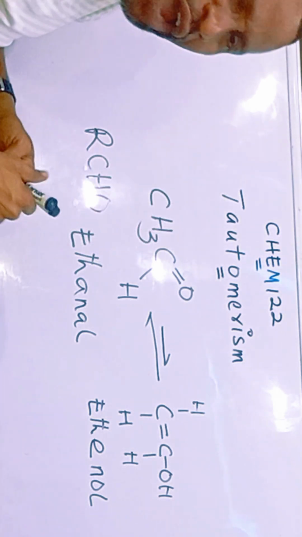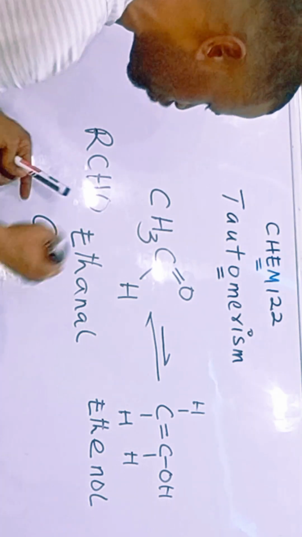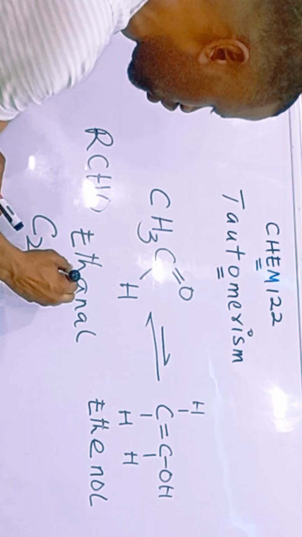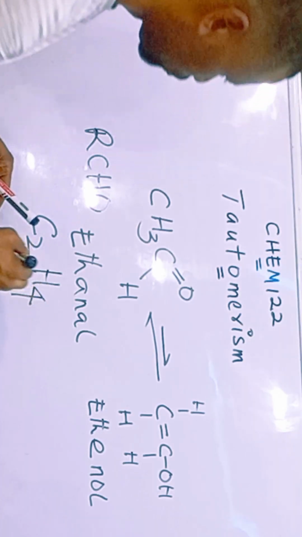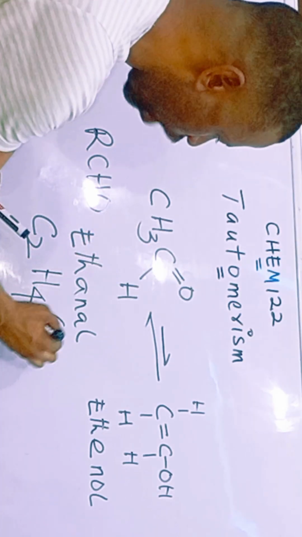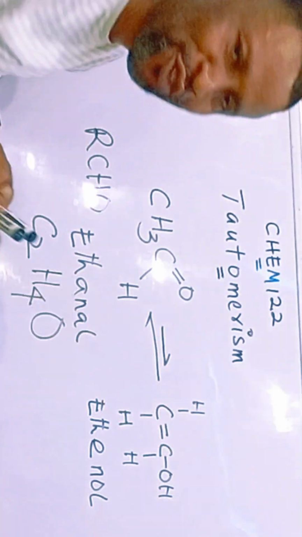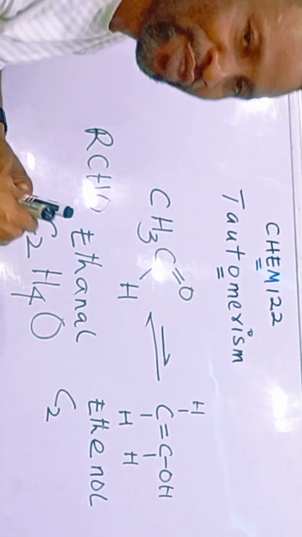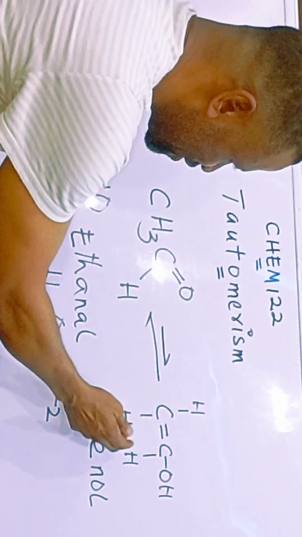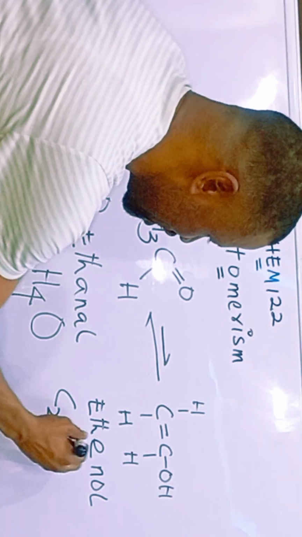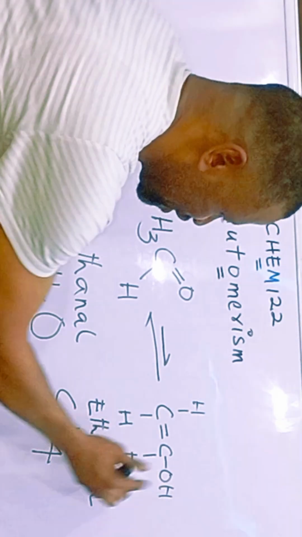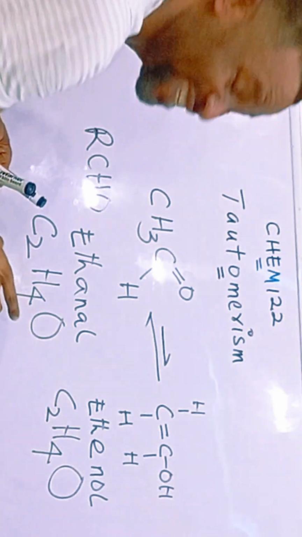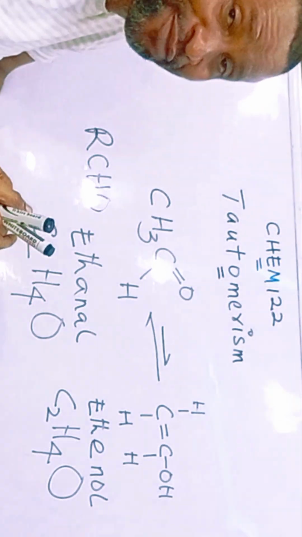Now class, there's something here. How many carbon atoms do I have here? 2. So I can write C2. How many hydrogen atoms? 3 plus 1, that's 4. So I can write H4. How many oxygen atoms? 1. Let's take a look at this one. How many carbon atoms are here? 2, so I can write C2. How many hydrogen atoms? 1, 2, 3, 4, so I can write H4. How many oxygen atoms? 1. So what is the implication? The two of them are actually isomers of the same organic compound.